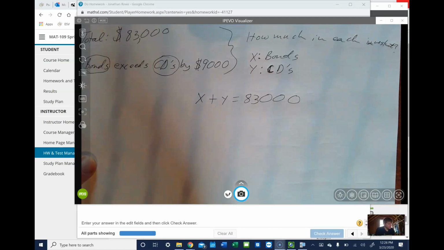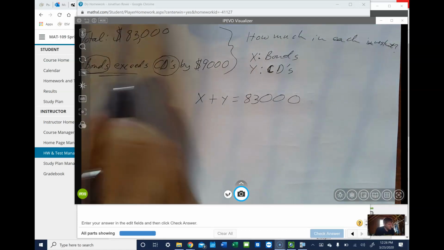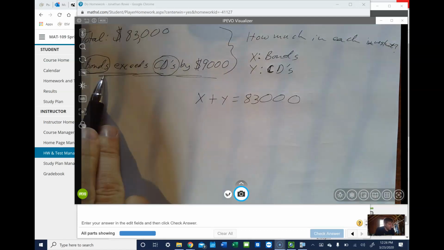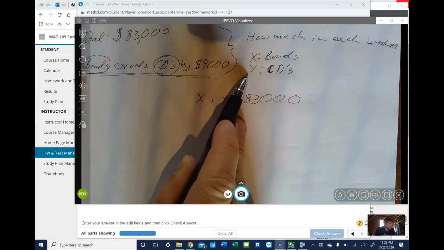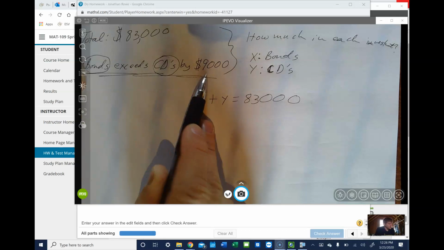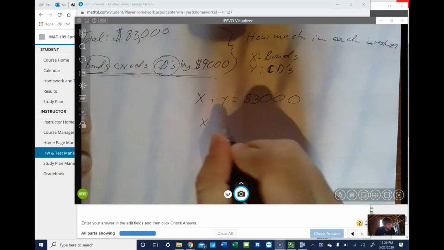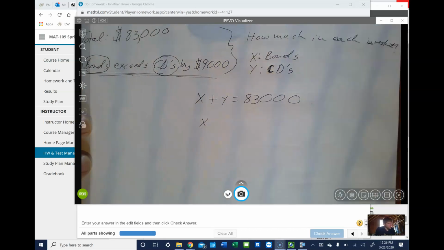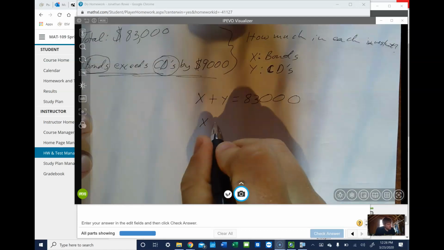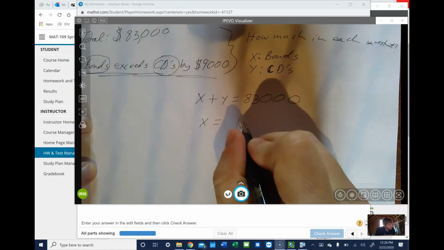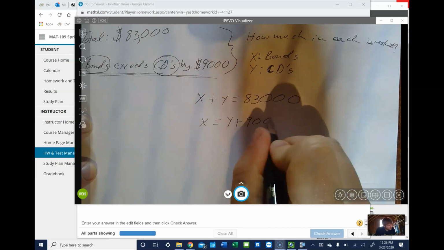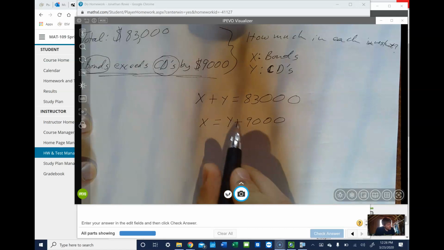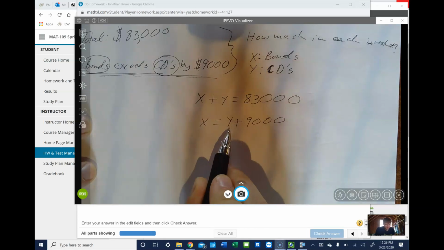The second equation is going to be from this information. The bonds, X, should exceed the CDs, Y, by 9,000. So X is supposed to be 9,000 more than the CD, than Y. So X equals Y plus 9,000. That means X is Y, but 9,000 more than Y.